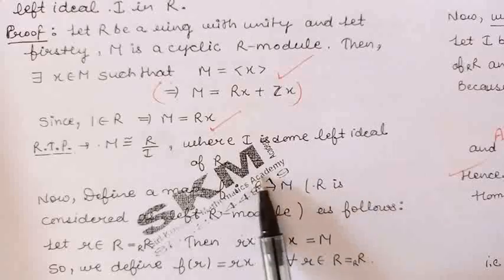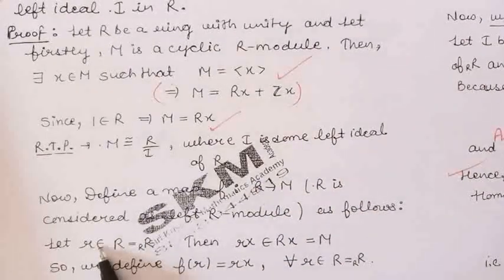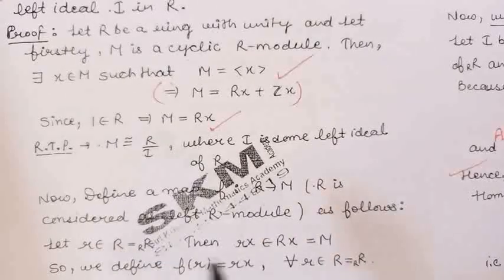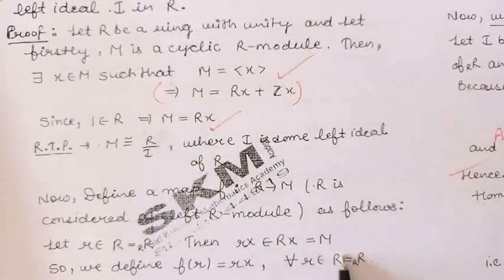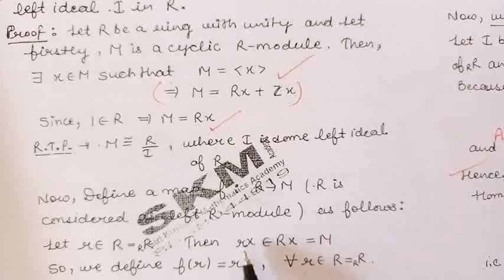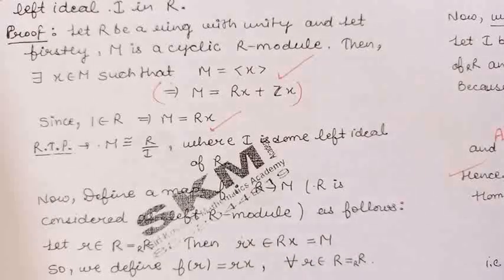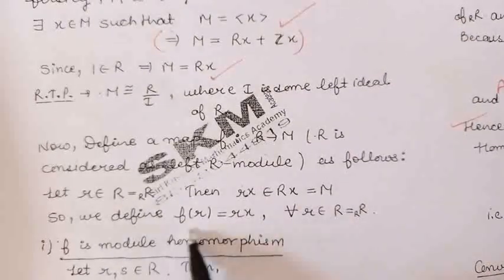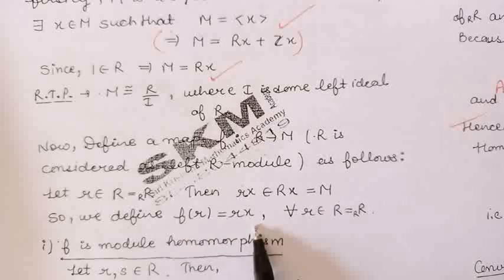So first of all, we define a mapping from R into M. Let us take an element r from the ring R and x belonging to M. Then r·x will be an element of Rx, and Rx is M. So we have obtained an element rx belonging to M. So we can define the mapping f by f(r) = rx. Now we are to prove that this mapping is a homomorphism of R modules.